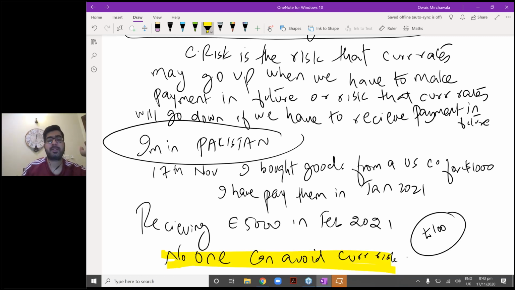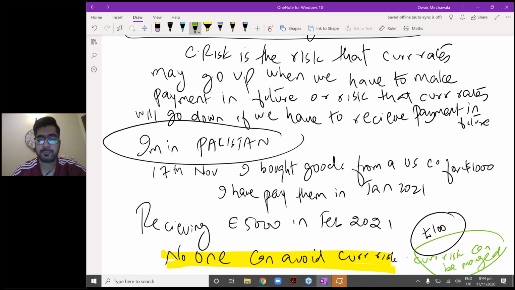It will be happening. No one can avoid currency risk. However, currency risk can be managed. You cannot avoid currency risk; currency risk can never be eliminated. It can only be managed, minimized. That's what your topic is, not currency risk elimination, but currency risk management. Because we all know we cannot avoid currency risk, we can only manage currency risk.